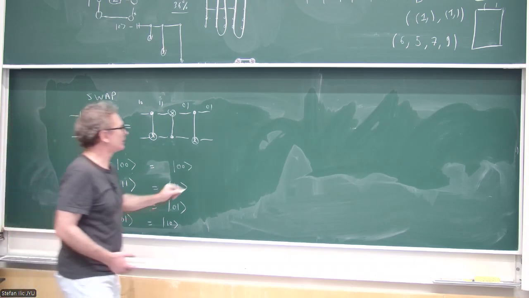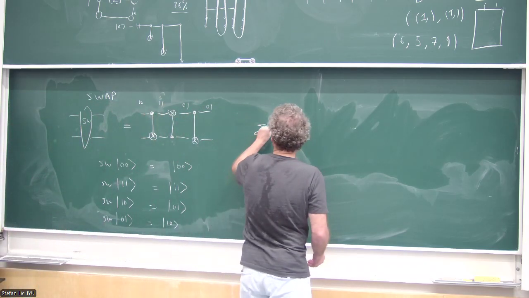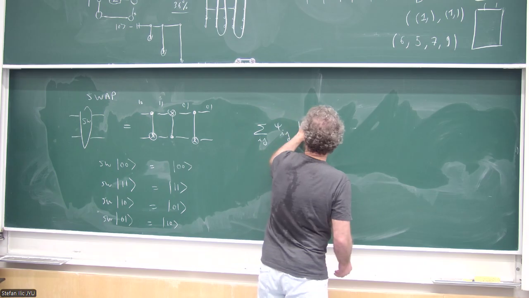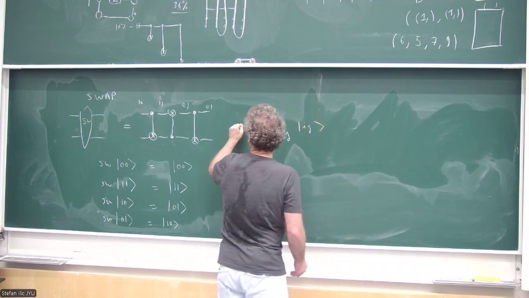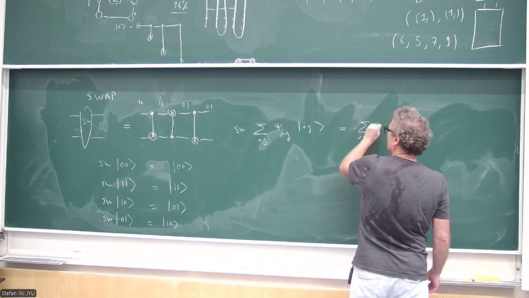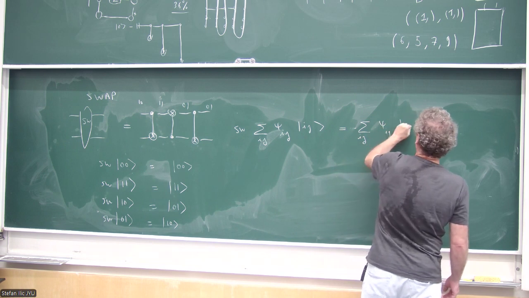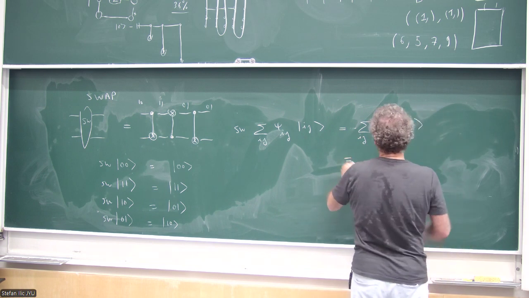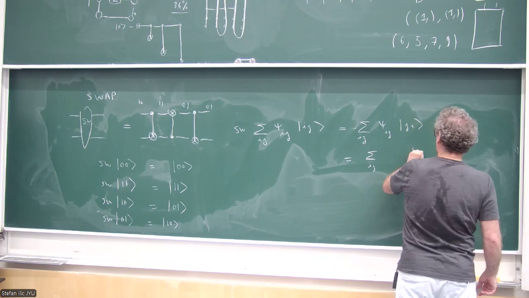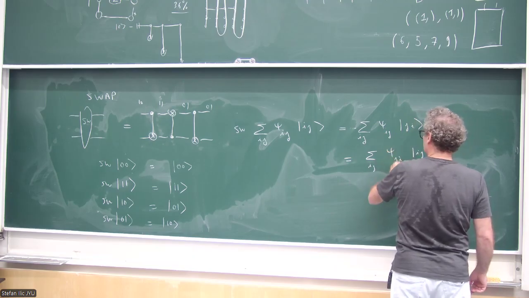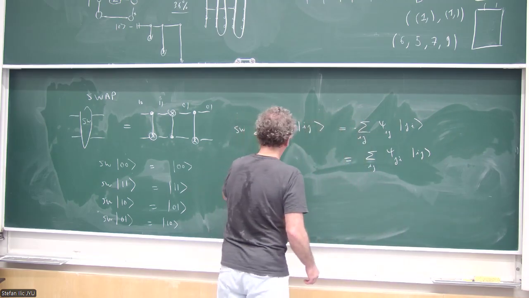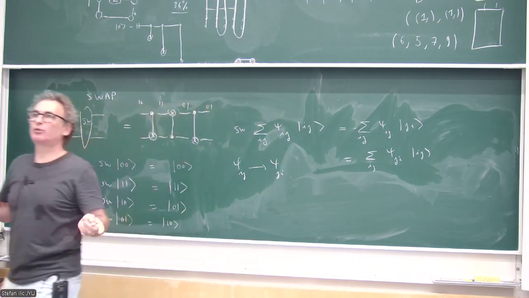Right? So it means that if I have something which is the sum over i, j of psi ij, ij, and apply this swap gate, I get the sum over ij of psi ij, ji. And if I just rename ij and ji, I get the sum over ij of ij psi ji. So it does really what I said. Psi ij goes to psi ji. I really have swapped 2 qubits.